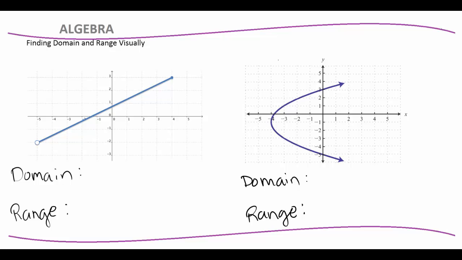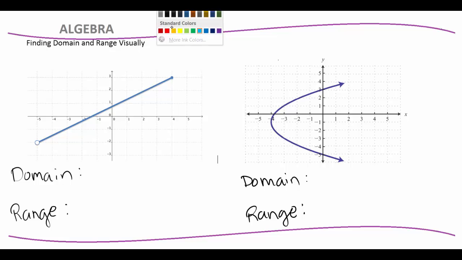Today we're going to talk about finding domain and range visually. Let's start off with this first graph on the left, and we're going to talk about domain first. Domain is all possible x values of a function. To determine the domain, we look for the leftmost and rightmost x values on the graph.